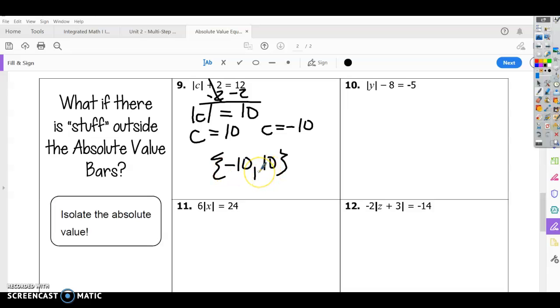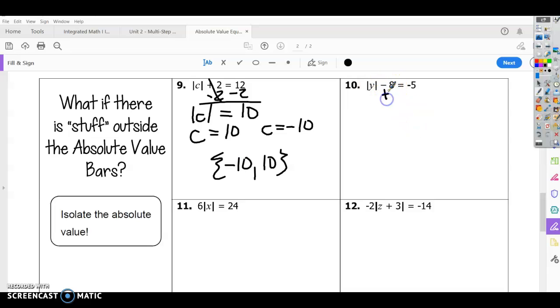And again, when you plug that in, you should check to see that it makes sense. So take -10 and plug it back into the original equation. What is the absolute value of -10? Well, it's +10. 10 plus 2 is 12, so that one works. Take 10, absolute value of 10 is 10, plus 2 is 12. 12 equals 12, so those both work. So they're easy to check. Take time to do that.